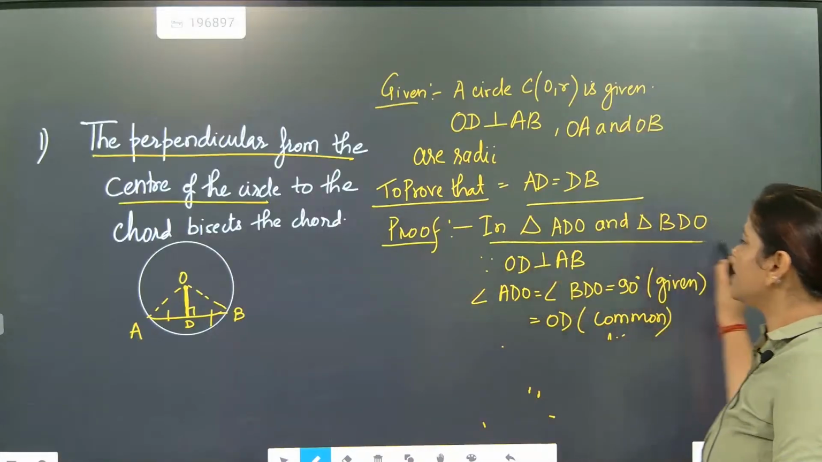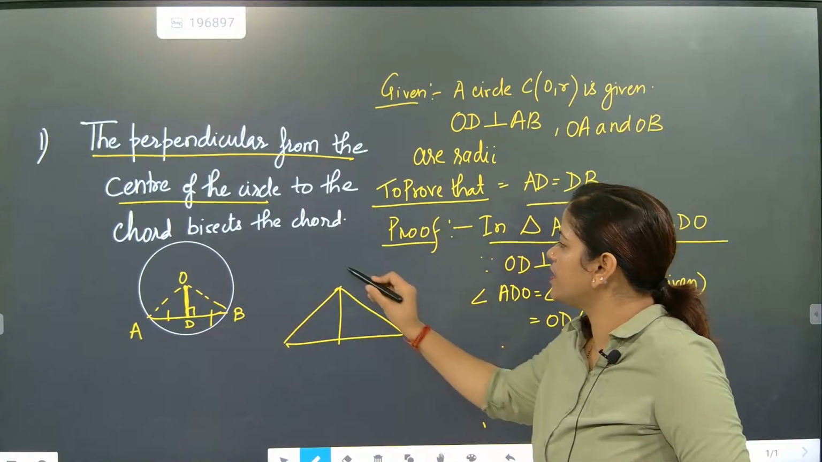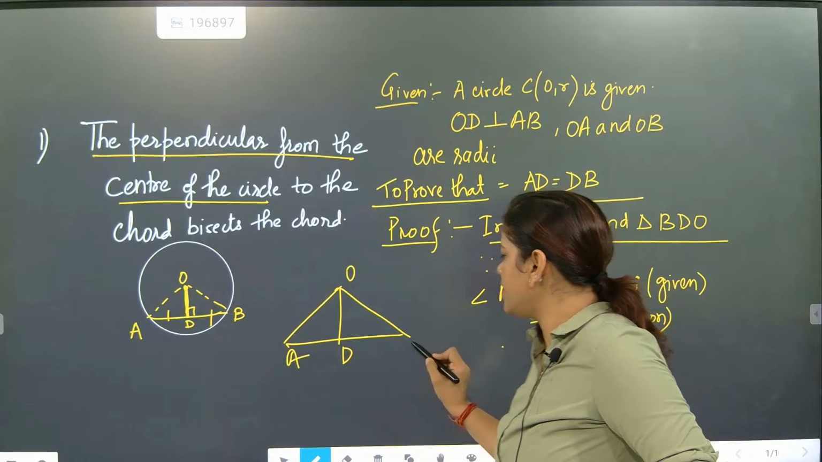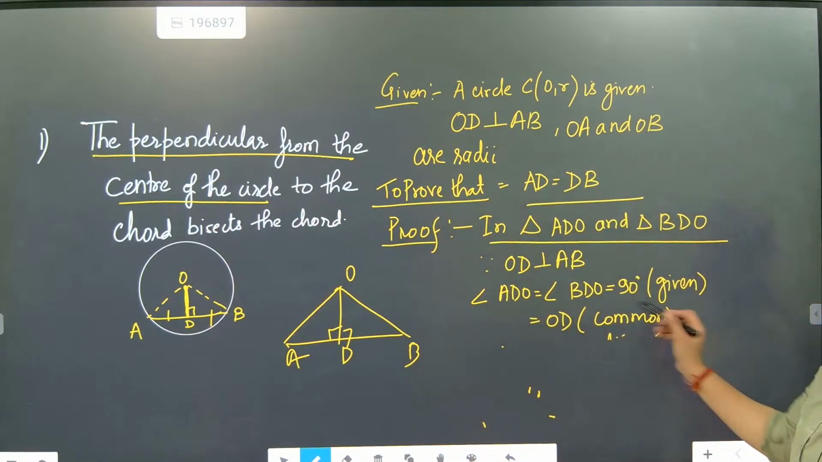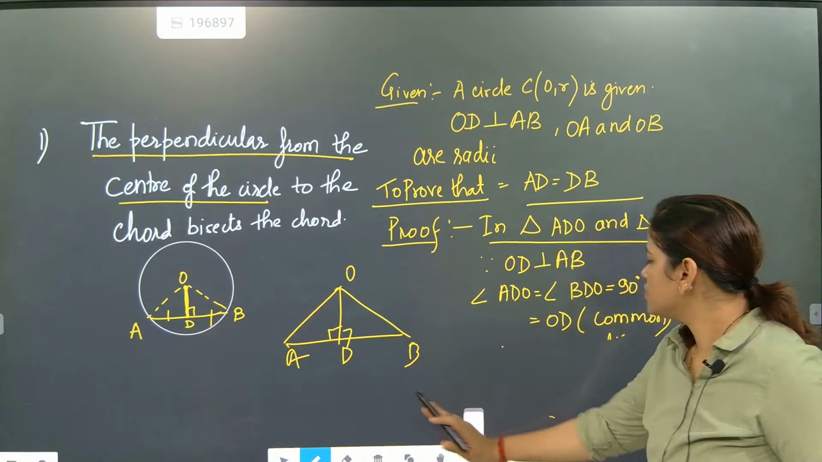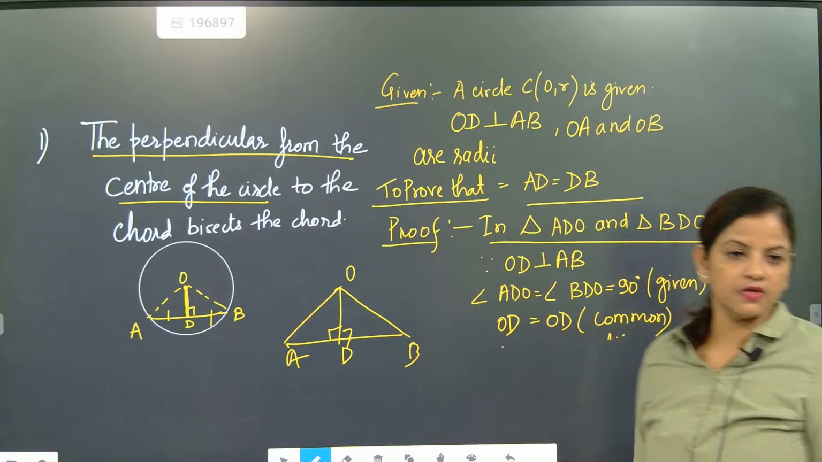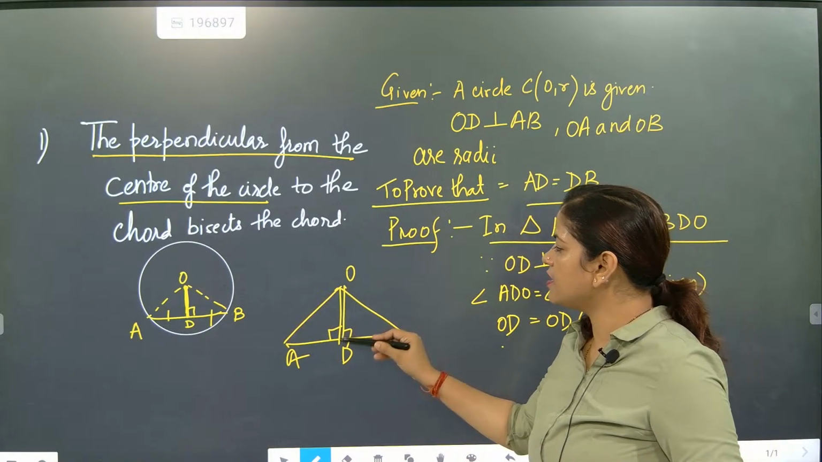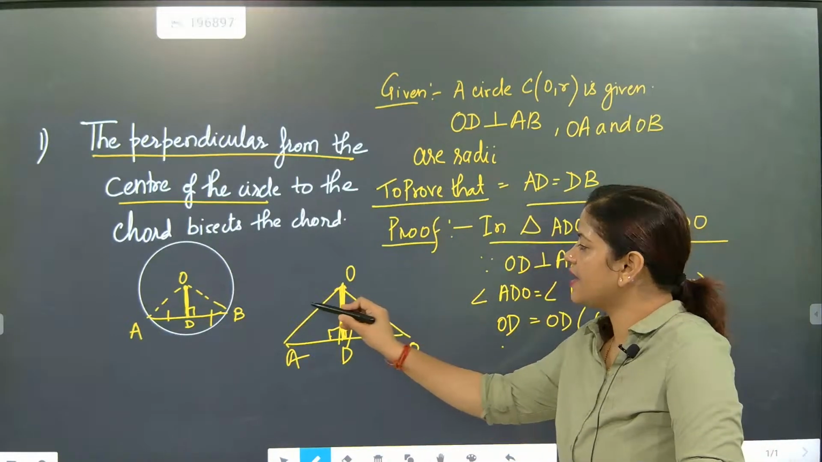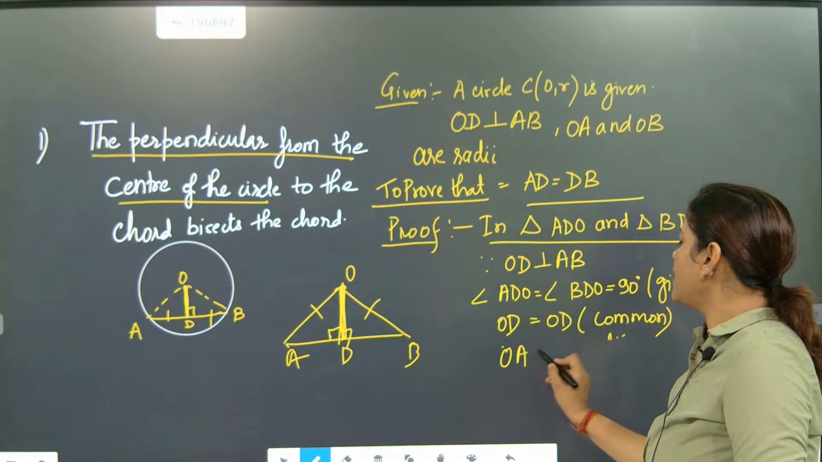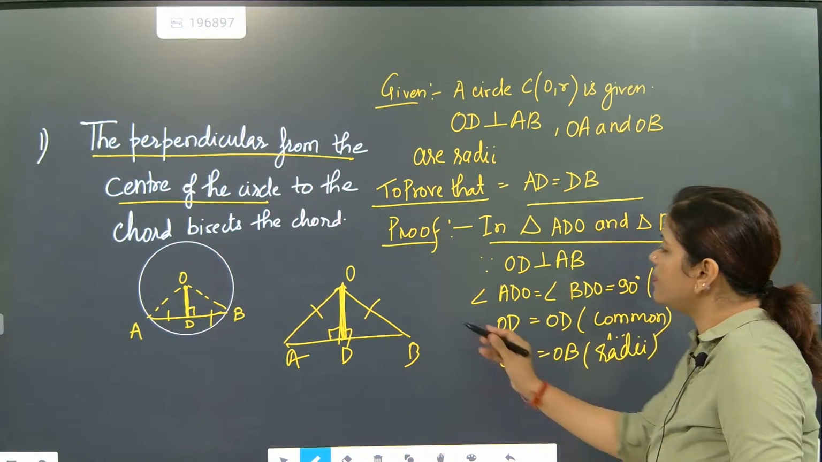So what we are doing here is taking these two triangles, this part and this part, that is ODA and ODB. This is already 90 degrees. So now OD is equal to OD, common. What is common for both the triangles? OD. And here the angle is 90 degrees, and OA and OB are radii, so OA is equal to OB. So once you write this, the two triangles will become congruent.